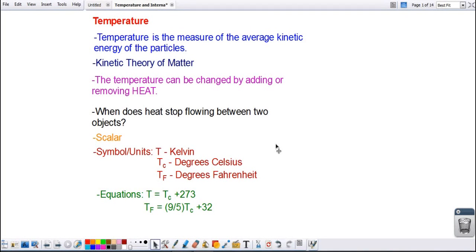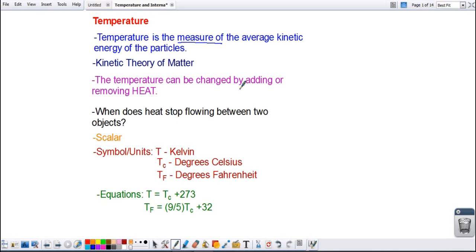Okay, today we're going to talk about temperature. We all have a general idea of what temperature is. You hear the newscasters talk about it every day in the forecast. But scientifically, temperature is the measure of the average kinetic energy of the particles.